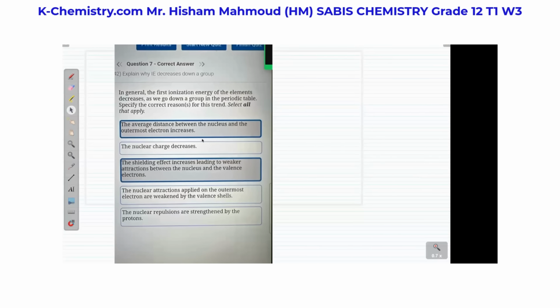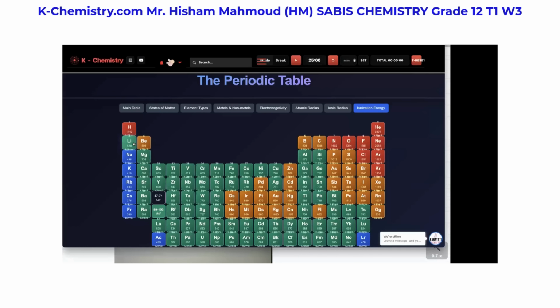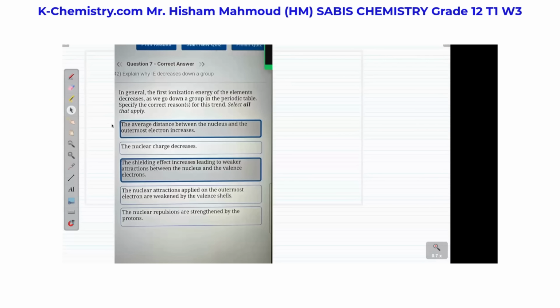When you go down the group, the ionization energy is 520, decreases, becomes 496, becomes 419, 403, 376. So every time you go down the group, the ionization energy decreases. The question is to explain why. The ionization energy decreases as you go down, because the distance between the electron that you want to remove and the nucleus becomes far.